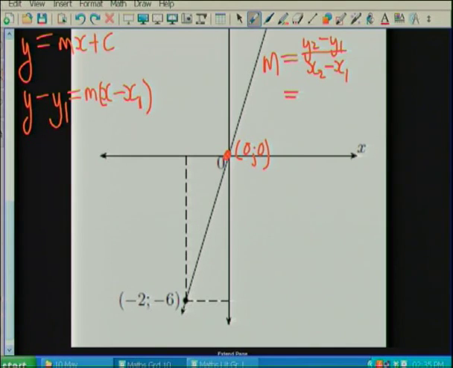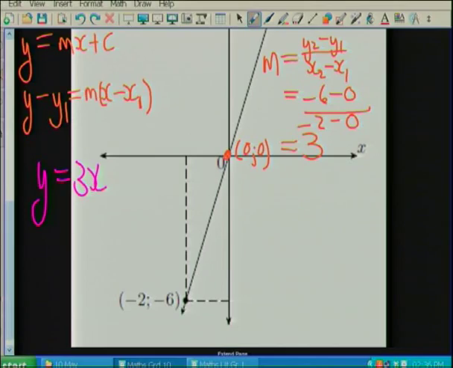Let's start over there. Minus 6 minus 0 over minus 2 minus 0. And the gradient of the graph is therefore 3. Now, does that make sense? Well, yes, it does. The graph is going uphill from left to right, and it's going uphill rather steeply.